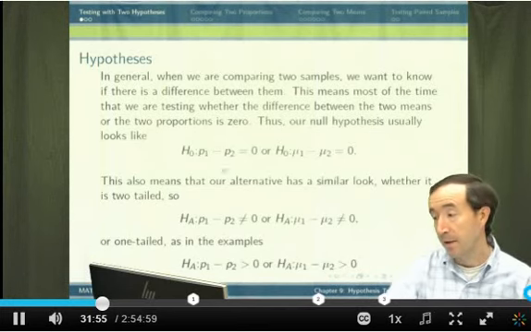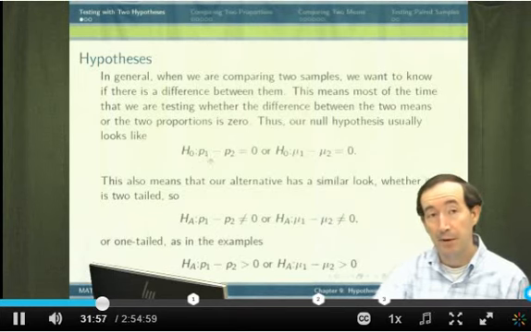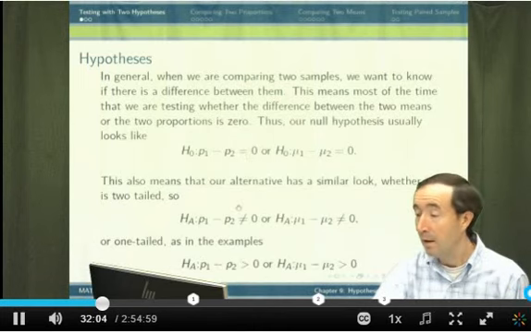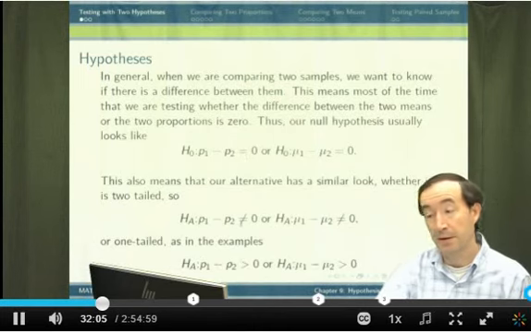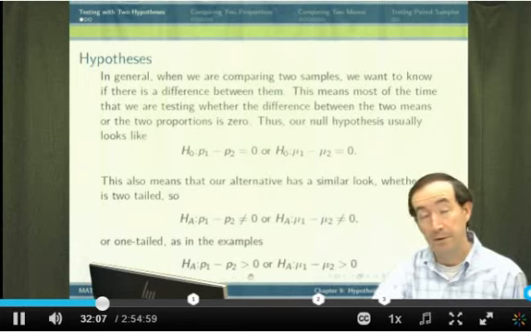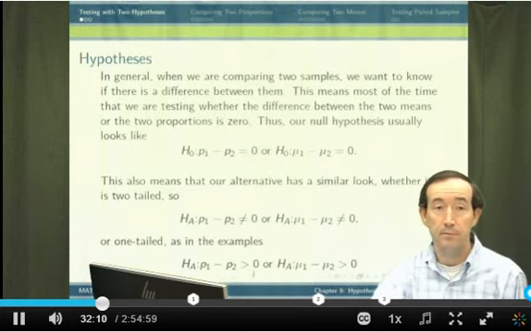So this is summarizing that. Most of the time, your null hypotheses, in the case of proportions, will look like this one: P1 minus P2 is equal to 0. And your alternative will either be that it's not equal to 0, or that it's greater than 0, or that it's less than 0. And again, just pay attention to the context of the question to know which one of those is correct.